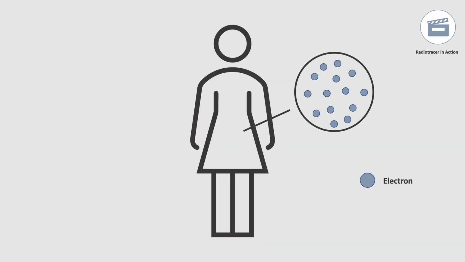Remember from the second video that everything is made up of atoms? Our bodies are made up of many atoms, and because atoms contain one or more electrons, there are many more electrons than atoms in our body, as shown on the screen.